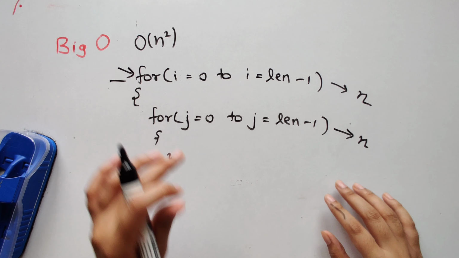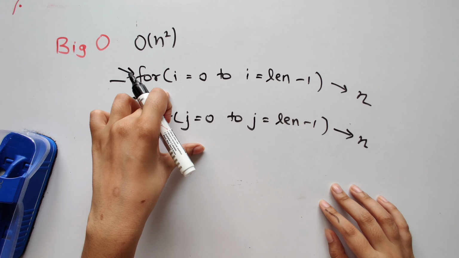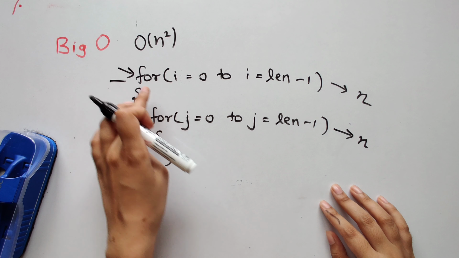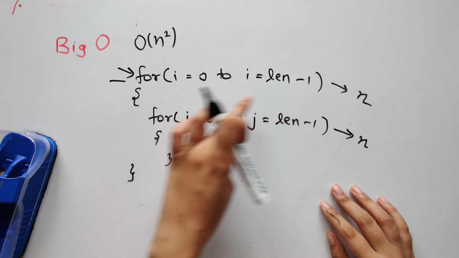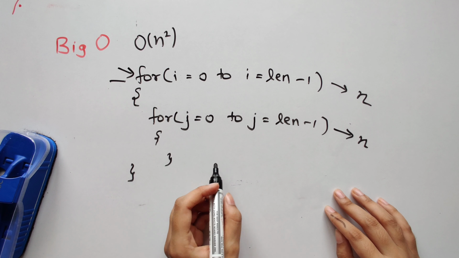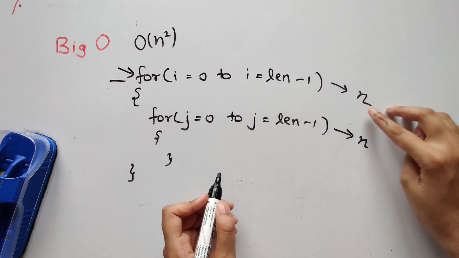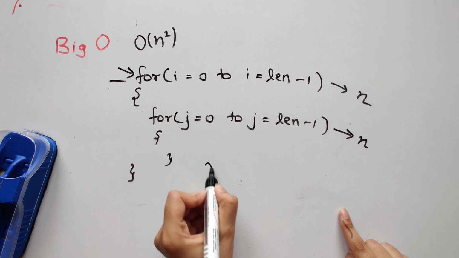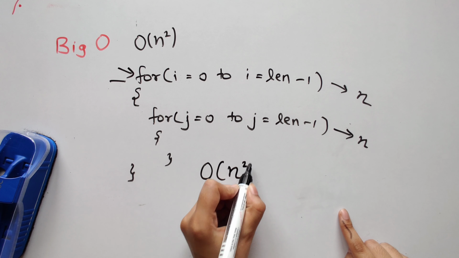If you find loops like this that are nested and their individual complexity is O of n, then that means for every input the inner for loop is running n times. Then the time complexity of this is O of n square.